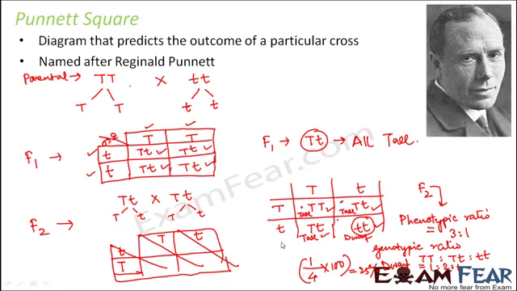Similarly, you can find out how many plants are going to be tall. Just by looking at the outcomes of the Punnett square, you can actually answer all these questions: the phenotypic ratio, the genotypic ratio, and what percentage will have a specific phenotype or genotype. So you can conclude everything just by looking at the Punnett square. All you have to do in order to draw the Punnett square is determine the gametes. Once you know the gametes, you can prepare the Punnett square.